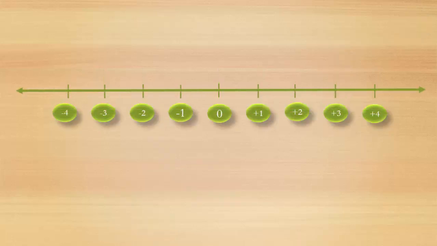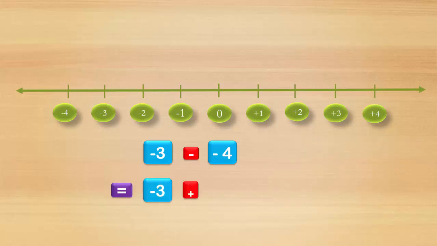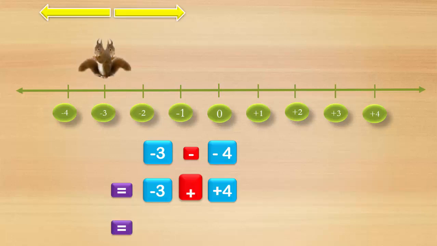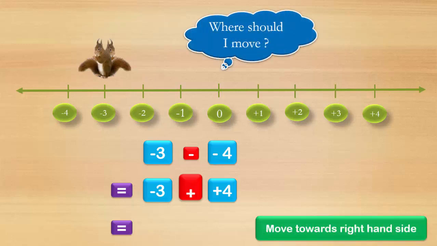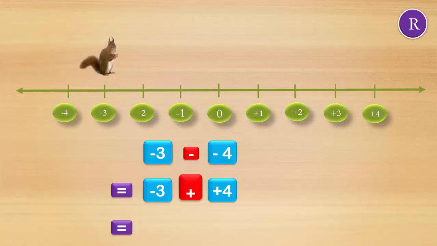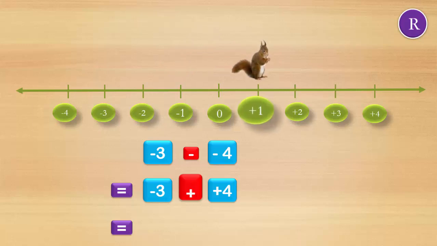Let's see the next question. Negative 3 minus negative 4. This is the given example. Negative 3 as it is, plus, and now we change the sign to positive 4. As we are adding, we have to move toward the right hand side of the number line. From negative 3, we need to move 4 places. 1, 2, 3, and 4. So the squirrel reached positive 1. Our answer is also positive 1.